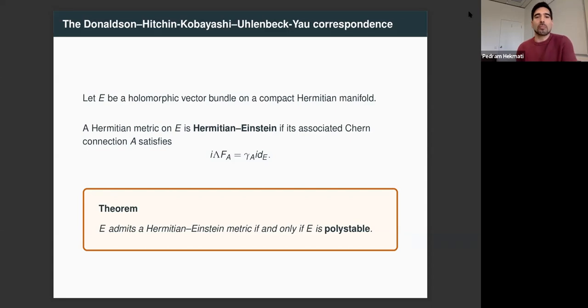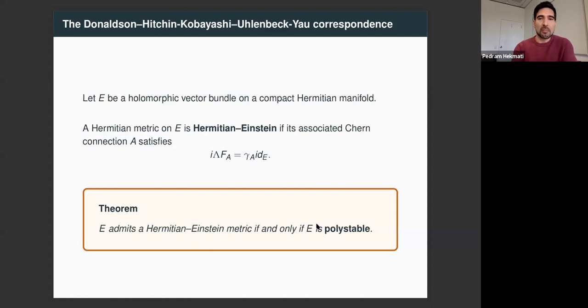So a Hermitian metric is Hermitian-Einstein if it satisfies the following equation, namely the mean curvature of the Chern connection associated to the metric is a constant multiple of the identity endomorphism. And the Hitchin-Kobayashi correspondence characterizes the existence of such solutions, namely such solutions exist exactly when the bundle is polystable. So I will get to the definition of stability for those who haven't encountered it before.